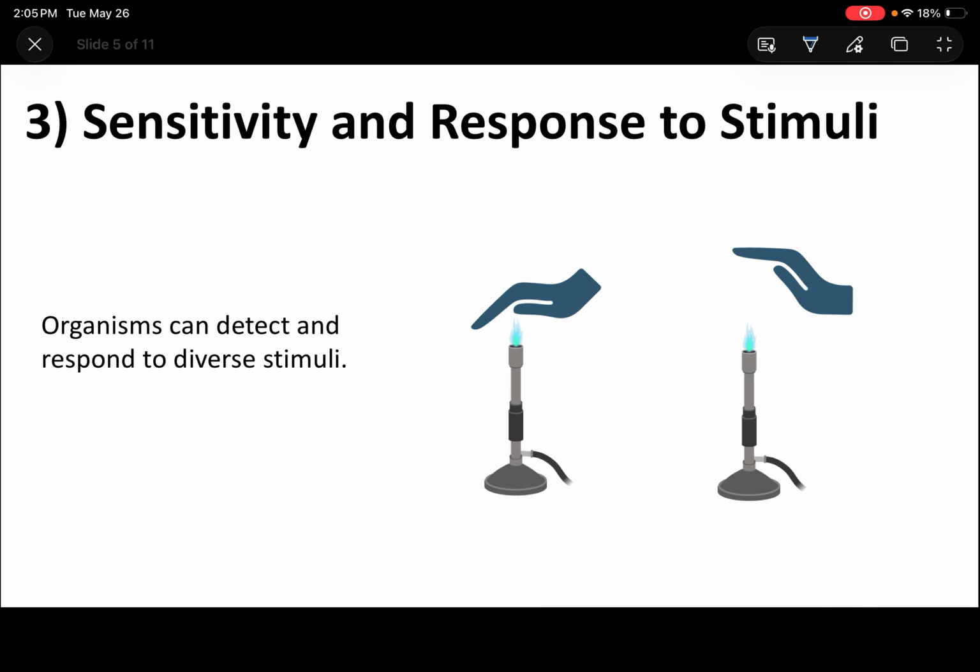The third property is the ability to sense and respond to various different stimuli. So stimuli is just, think of anything in your environment. And so in this example, if you put your hand over a fire, that's not going to feel great. It's going to hurt. It's going to be painful. You are detecting, you are sensitive to that stimuli, and you are going to respond to it. So you're going to pull your hand away. All living organisms can detect and respond to different stimuli.